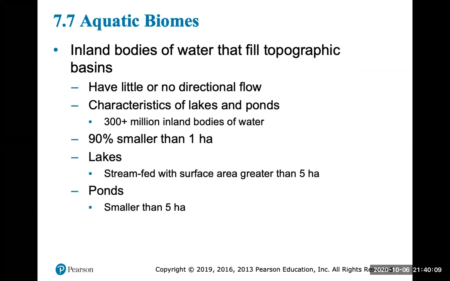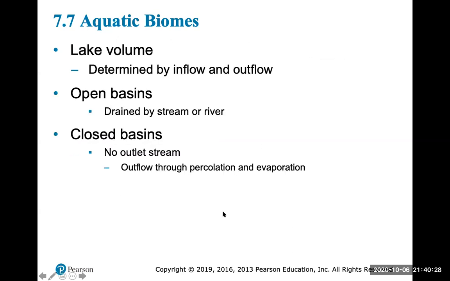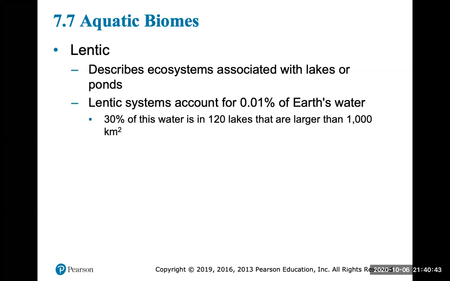The inland bodies of water that fill topographic basins have little or no directional flow. So these would be lakes or ponds. Lakes will be stream fed with a surface area greater than 5 hectares, and ponds are smaller than 5 hectares. And a hectare is just a measurement of land. The lake volume is determined by inflow and outflow. Open basins are drained by stream water, and a closed basin has no outlet stream. The outflow is just through percolation through the ground and evaporation.